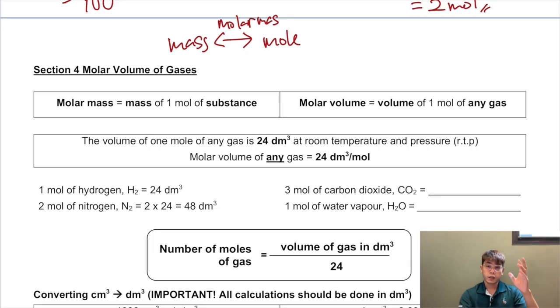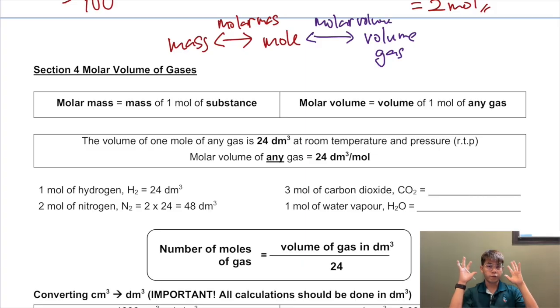So not everything is solid, not everything is liquid. There are a lot of gases. So for gases, we don't really measure the mass, we measure the volume. So when we are talking about volume of gas, instead of using molar mass, I will use molar volume. So this is the first confusing part over here. Is it going to be mass or is it going to be volume? So we need to be very, very clear.